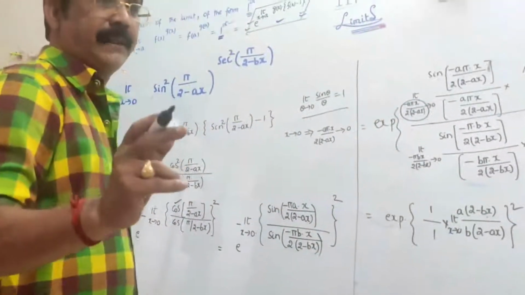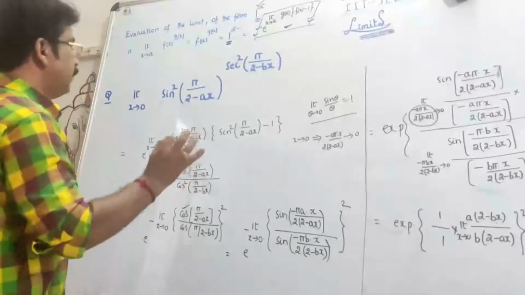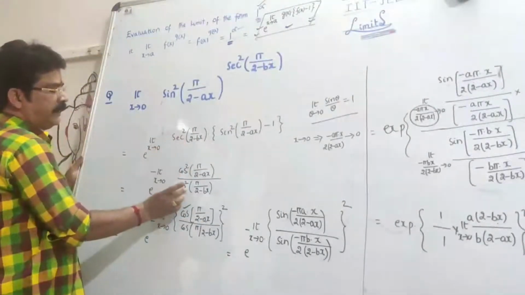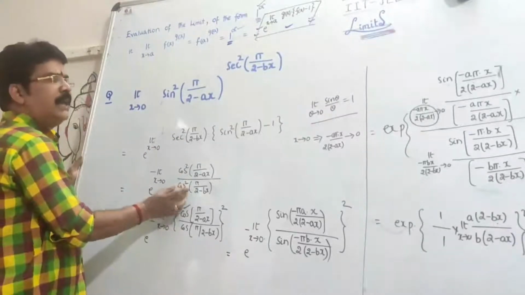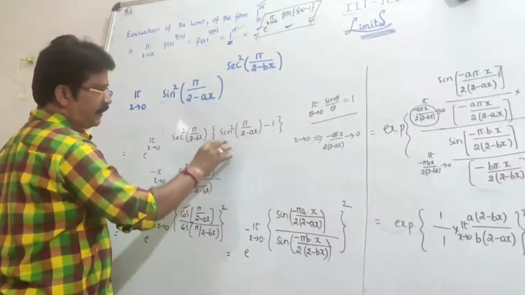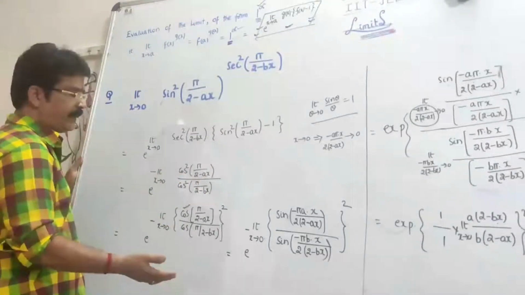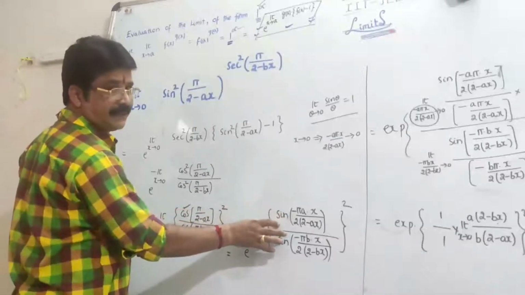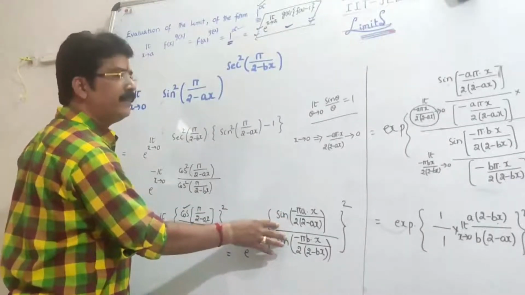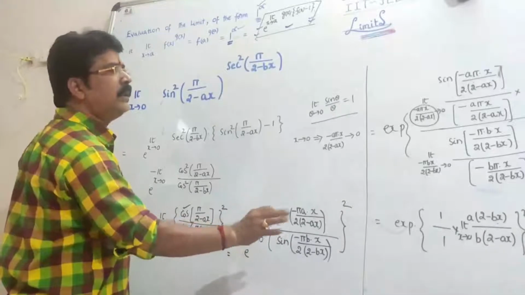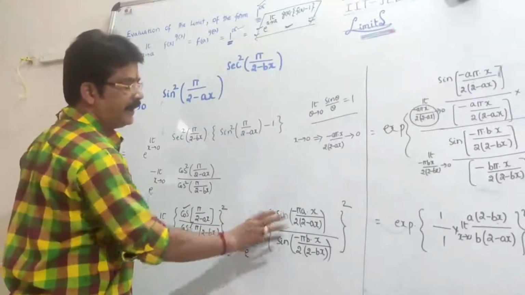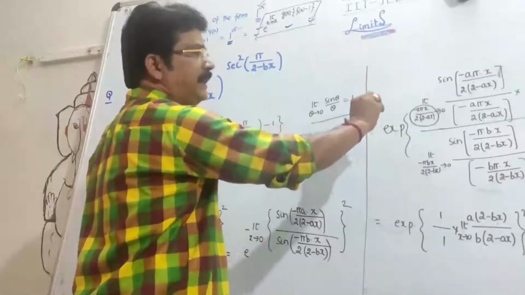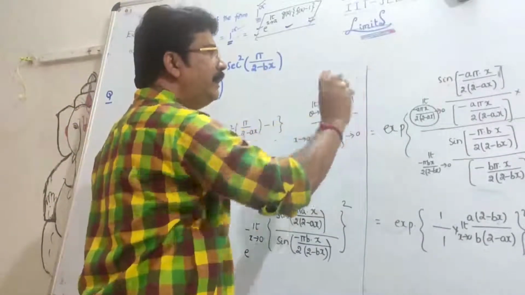Here two turning points are there. Namely, number 1, we have to write secant square is equal to 1 by cos square. Of course, this is the trigonometric formula. After that, second turning point, we have to express this cos theta in terms of sin theta as sin of 90 minus theta, that is equal to cos theta. Simplify it.